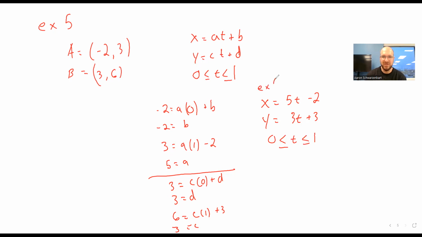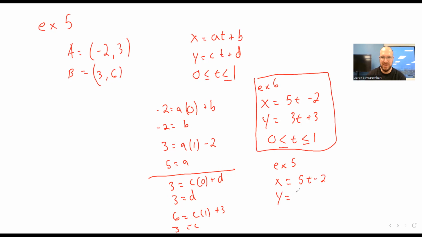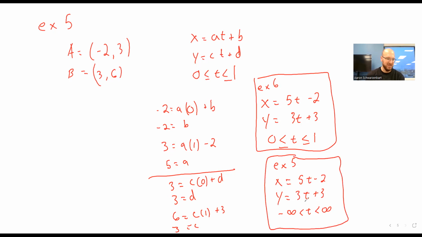This is example 6 with the line segment. I think the segment's easier. Actually, it's not really easier. But I do the process for the line the same. If I want a line that's going to continue forever, all I have to do is let my t continue going forever in both directions. So to make a line segment into a line, just don't limit the t's, let it go from negative infinity to infinity.